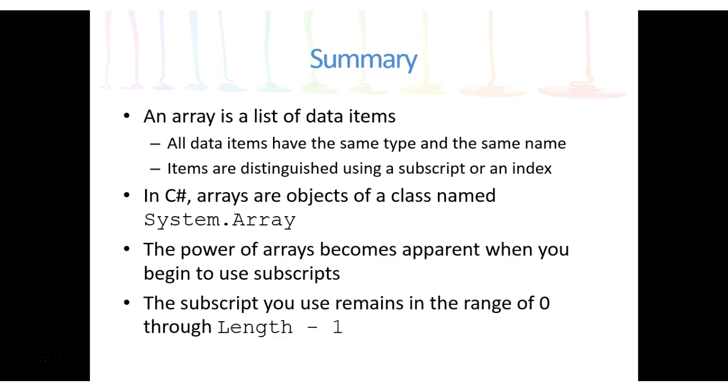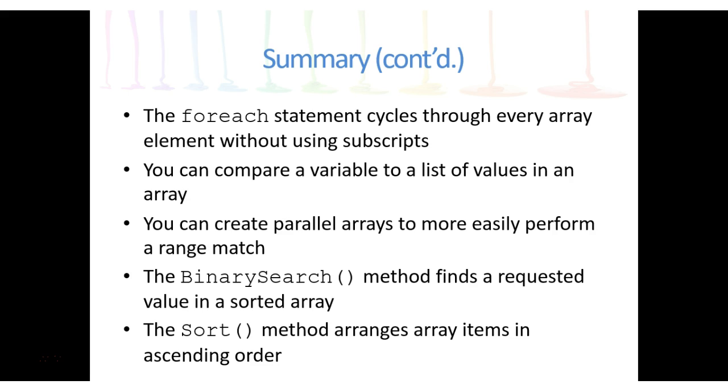Remember that the subscript begins at 0, and the last element is always going to be the length of the array minus 1. We can use the foreach statement to go through the entire array one element at a time to see if a particular item exists. We can compare the variable that is created by that foreach to a list of values, or I could also create a variable location. I can ask a user to input a number and then go through the array to see if it matches any of the elements in the array.